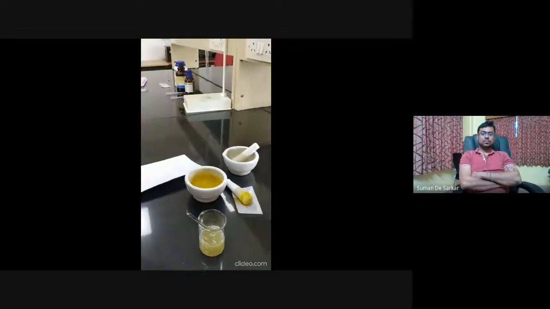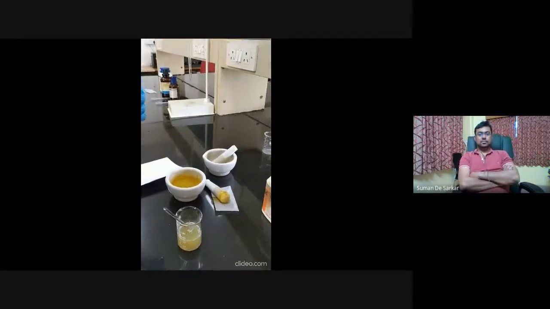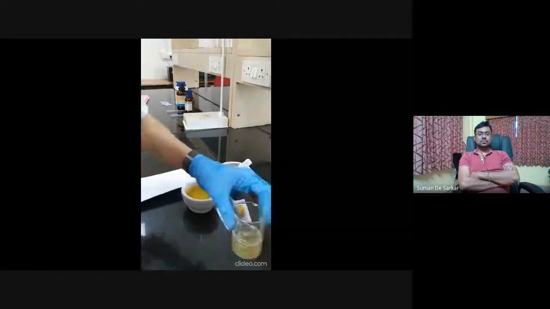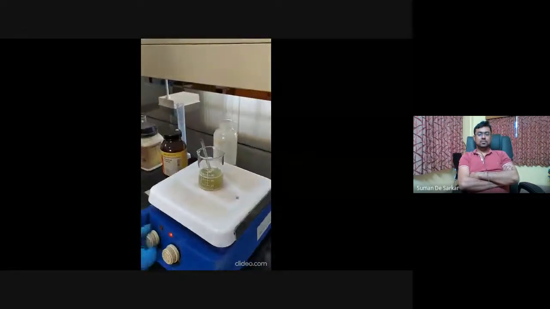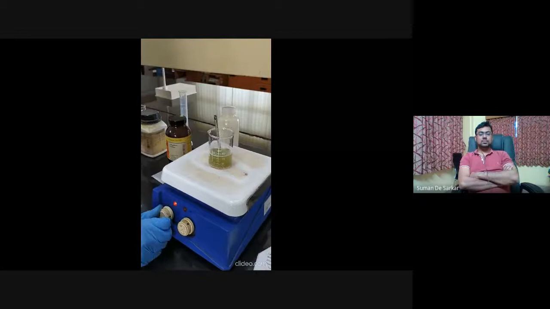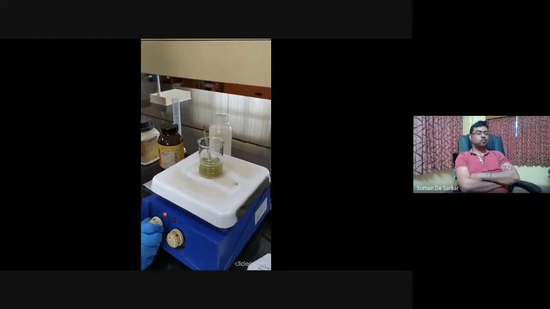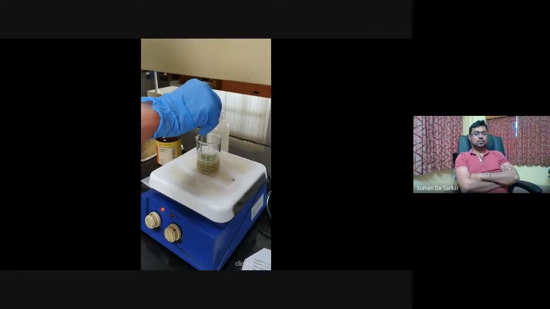So now we will boil this for 15 minutes on a hot plate. So we place the reaction mixture on the hot plate, and we will boil this for 15 minutes. And after 15 minutes, we will allow the reaction mixture to cool down at room temperature.